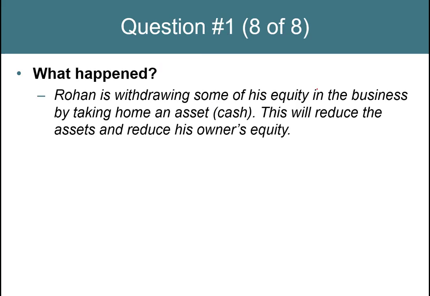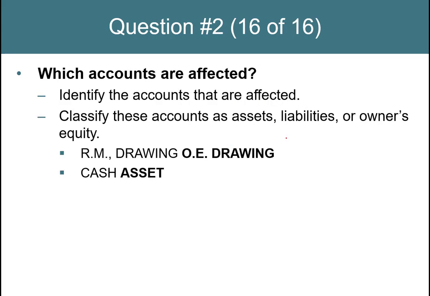So there are a few things that we must remember. Let me just explain again. Rohan is withdrawing some of his equity in the business by taking home an asset, that is cash. This will reduce the asset and also reduce his owner's equity. So there are two items involved.